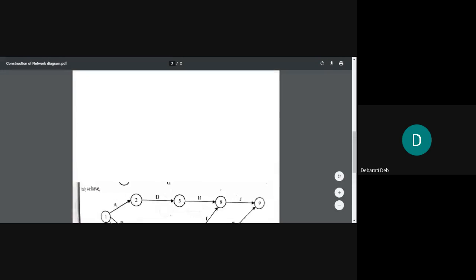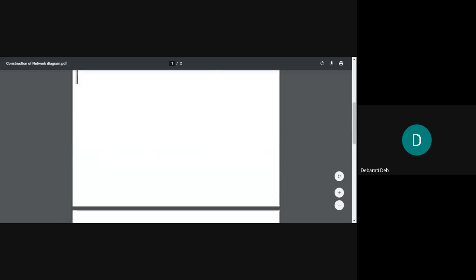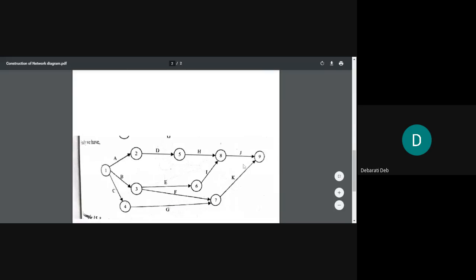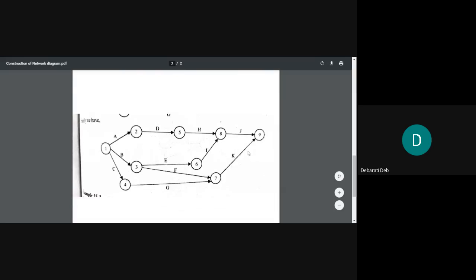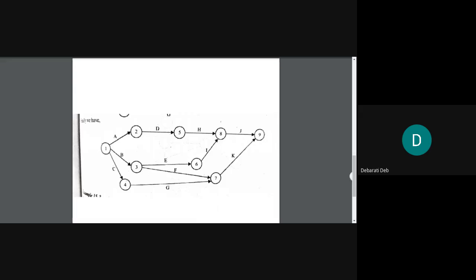After that no information is given. J and K were the last activities, right? So it indicates that J and K are the last activities of the entire project. So you will draw them and put an end event, a head event, out there.